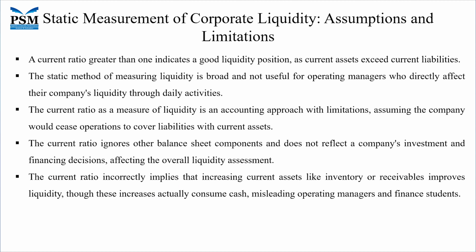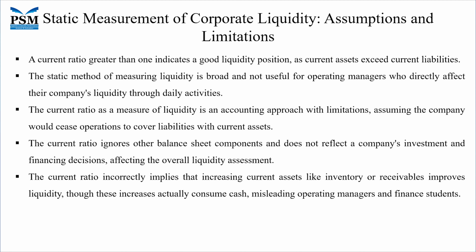It's usually interpreted as a current ratio greater than 1 indicates a good liquidity position, because the total current asset amount, the numerator of the formula, exceeds the current liability. Although the current ratio or the static method is quite easy to calculate, it is a broad measurement of liquidity and it's not useful for operating managers, because operating managers actually directly affect their company's liquidity in their day-to-day activities.